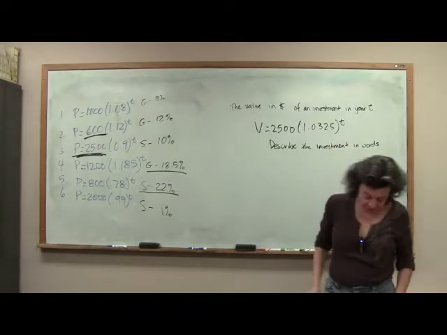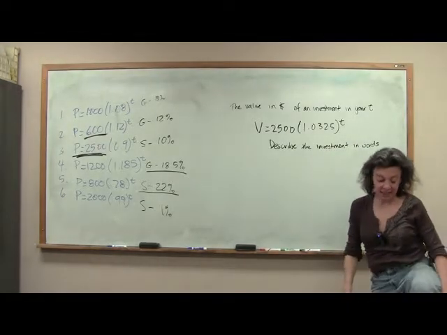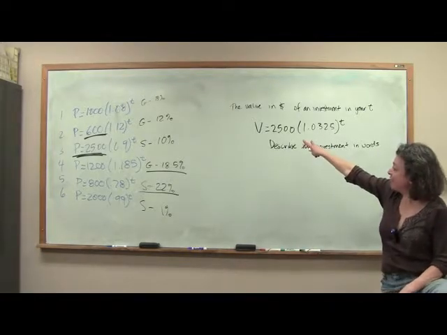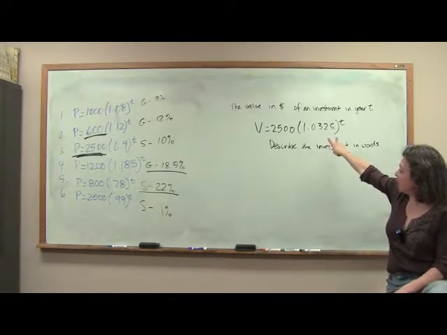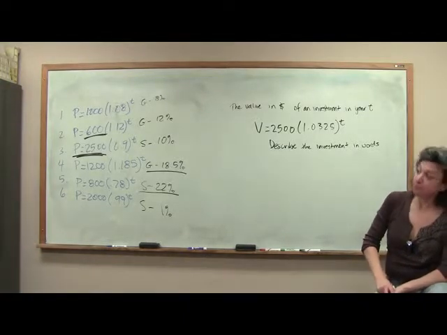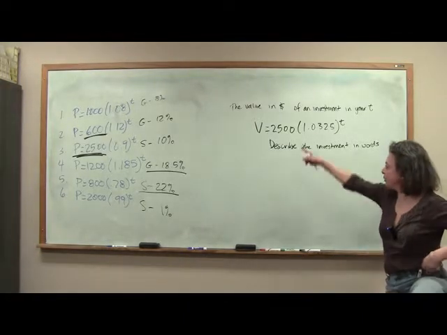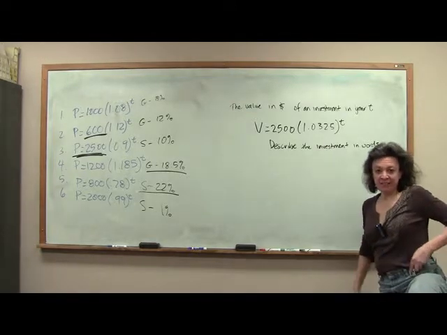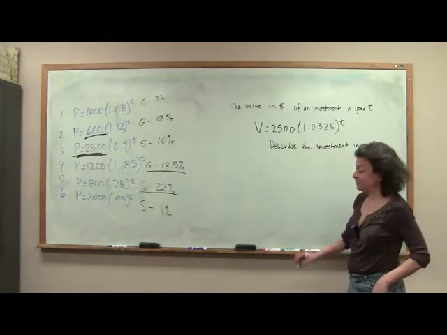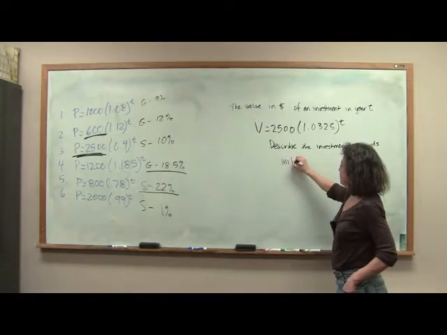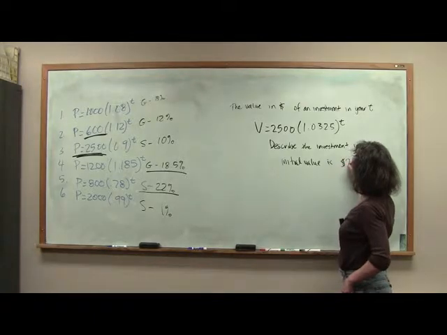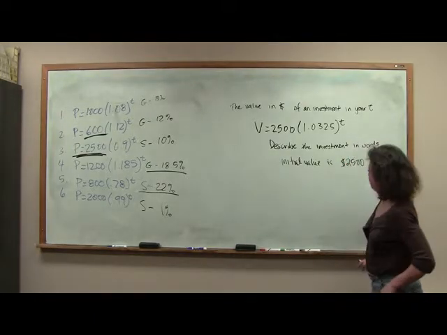Now, there's not a whole heck of a lot I'm asking us to say, but I am asking us to acknowledge what that 2,500 means and what that 1.0325 means. So, let's just go in order. What does that 2,500 mean? Isn't that the initial value of the investment? Initial value is $2,500.